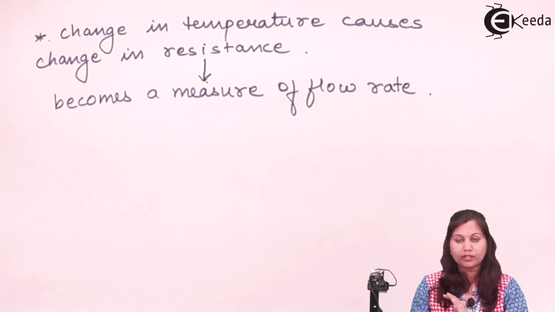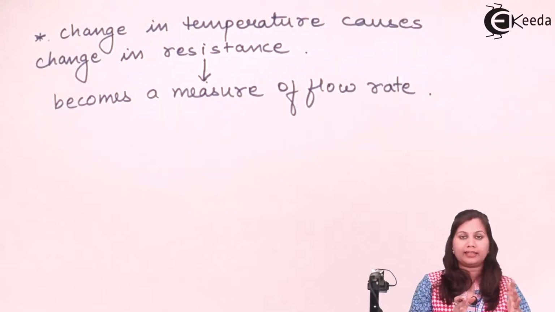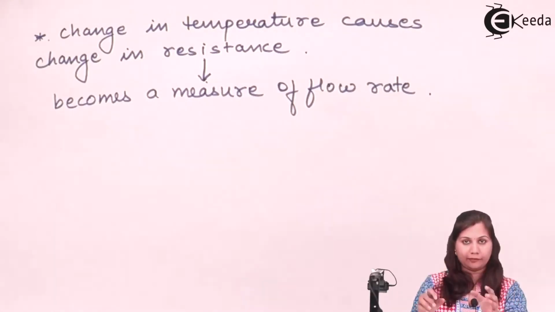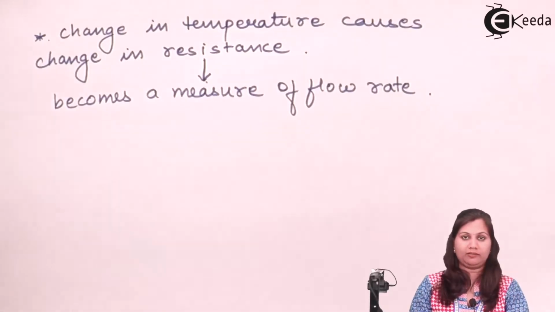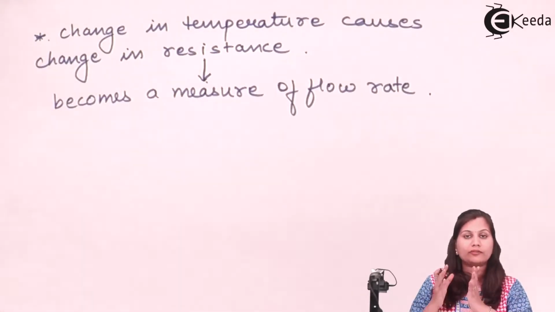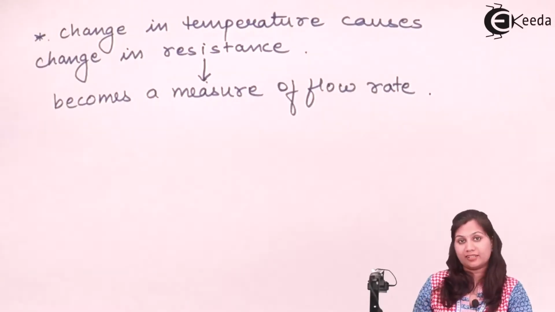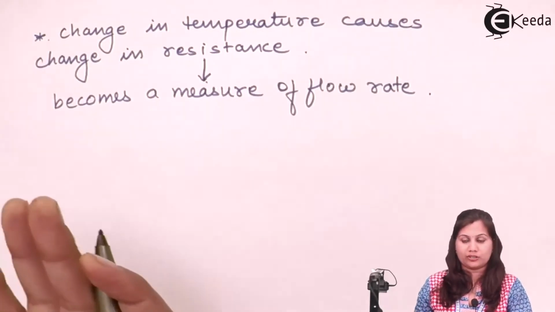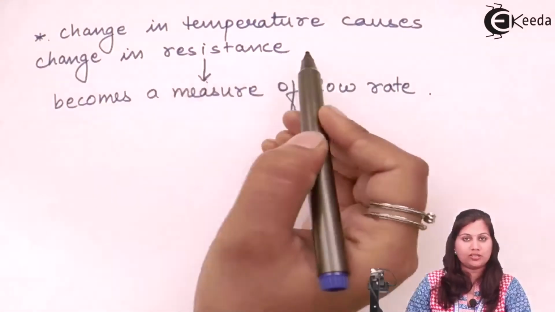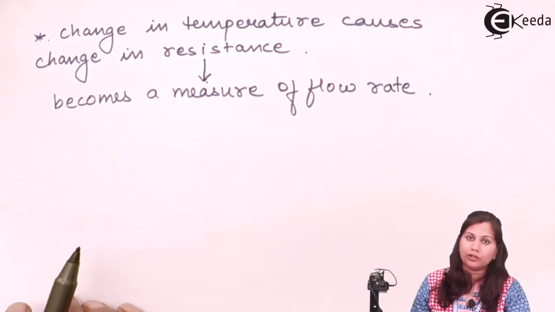So in hot wire anemometers, a heated wire is used. The heated wire is placed in the flowing stream. Due to that, the temperature of the heated wire changes because it has given its heat to the fluid or the gas, and because of the temperature change, the resistance of the wire also changes, and so the current also changes. So by measuring the change in resistance, we can measure the flow rate.